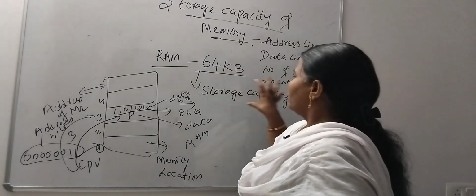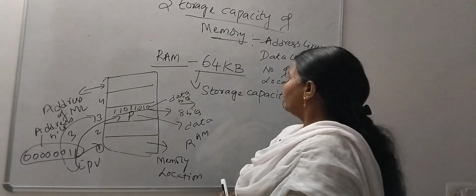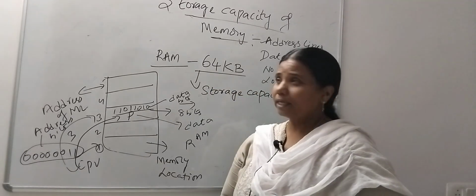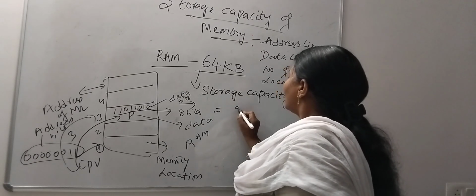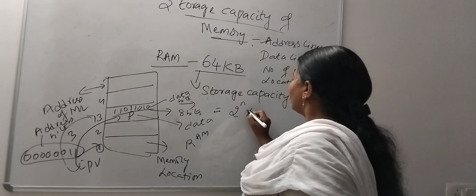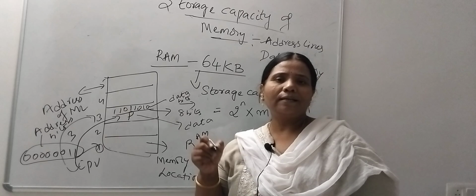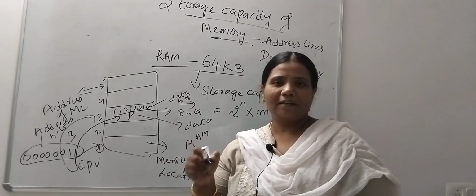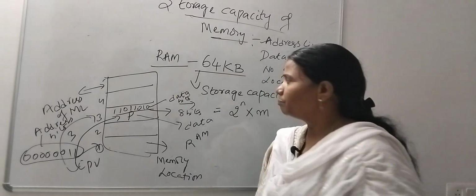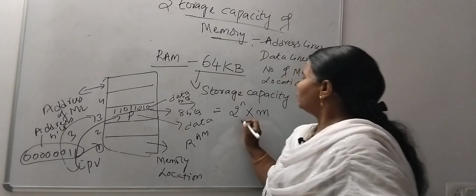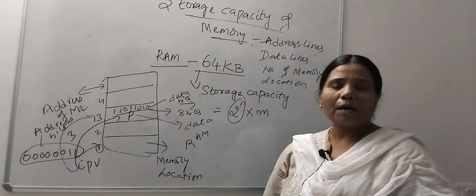Okay, now from the location storage capacity of the memory, we will see how you are going to find the storage capacity of the memory. So whatever the 64 KB is there, that you have to express in the form of 2 to the power of n into m. This is an important concept. Every competitive exam which you write at the national level or international level, this objective is going to be asked. Okay. So here in this one, storage capacity is expressed in the form of 2 to the power of n into m.